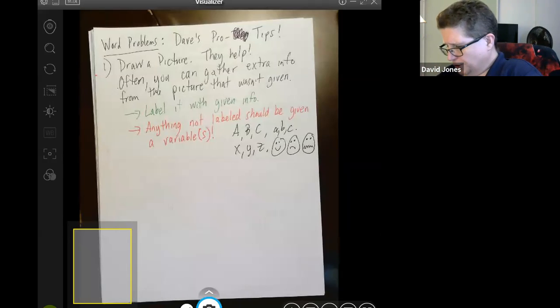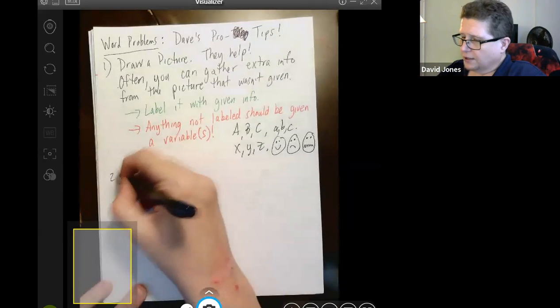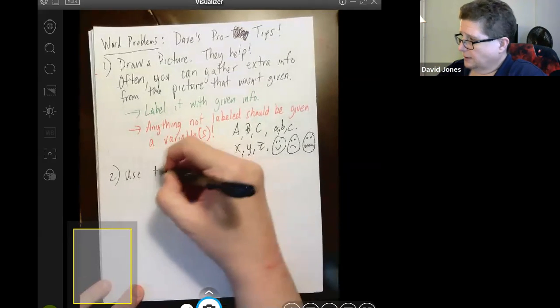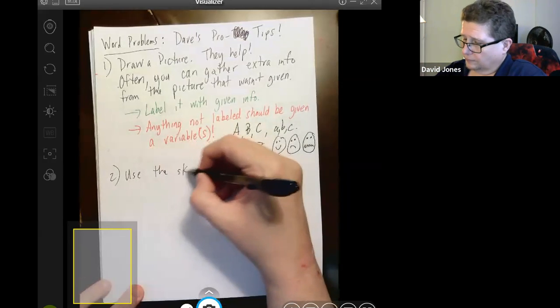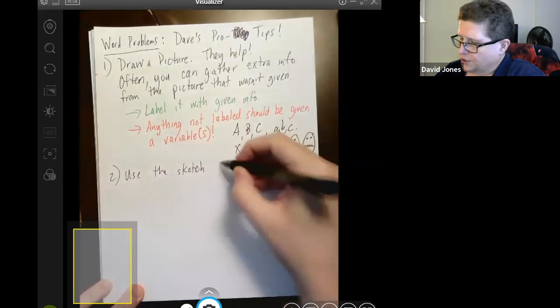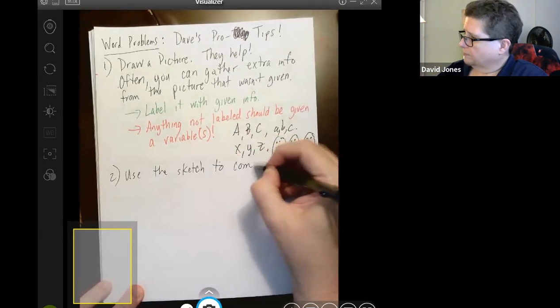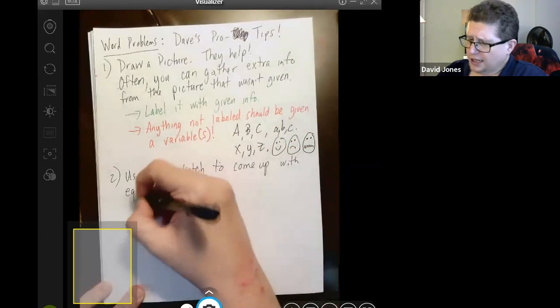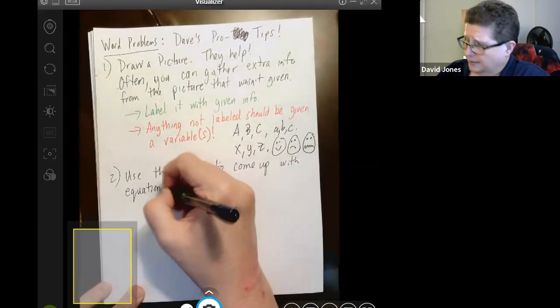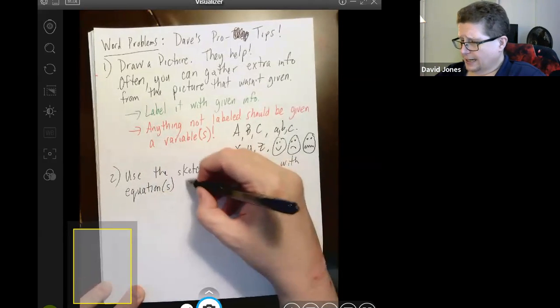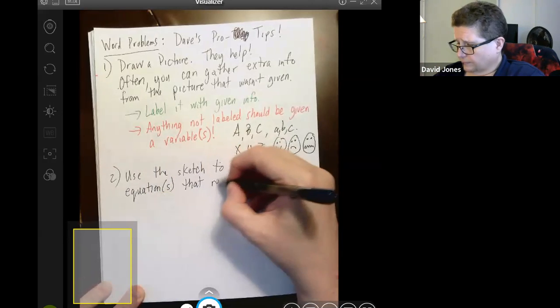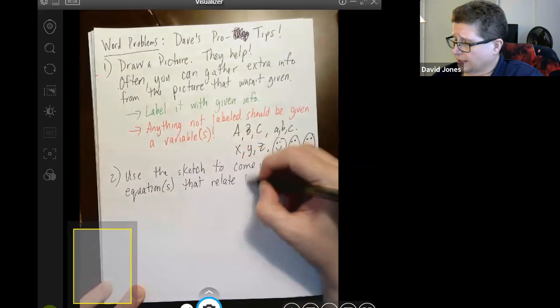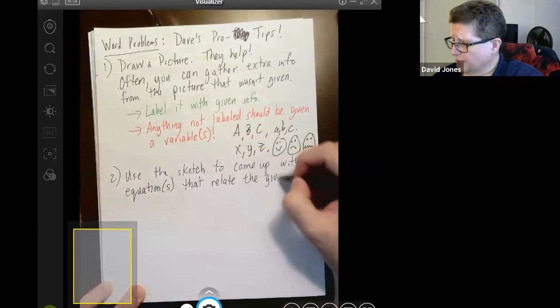Once you have that picture, use the sketch to come up with equation or equations that relate the given values with the variables.